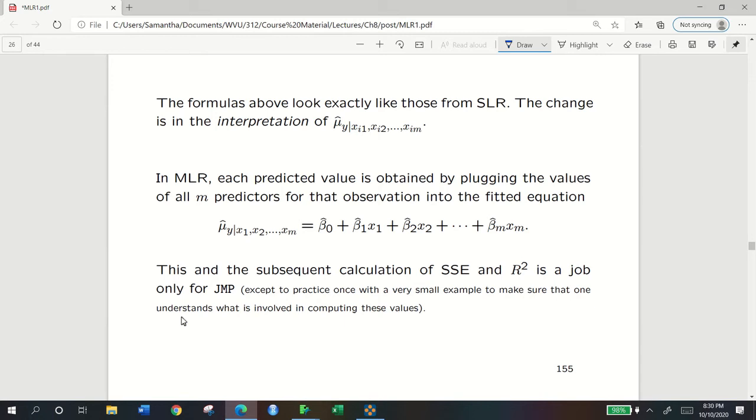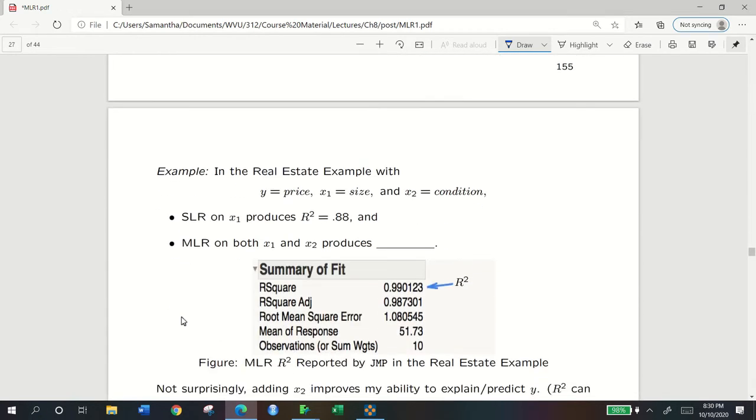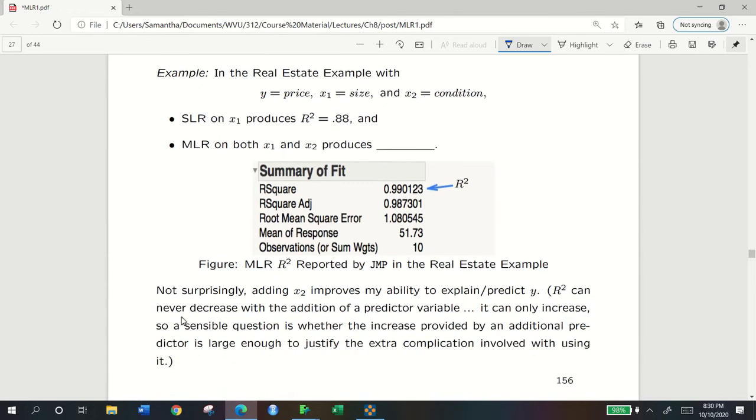So that is mu hat of y given x1, x2, all the way to xm is equivalent to beta naught hat plus beta 1 hat x1 plus beta 2 hat x2 plus dot dot dot plus beta m hat xm. And as I've stated many times, and I will have to say many times, these calculations are a job for JMP. The only exception is we will be able to do some of it when we have a very small data set, like our small fake data set.